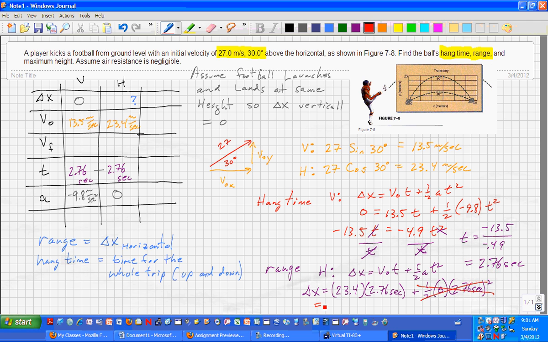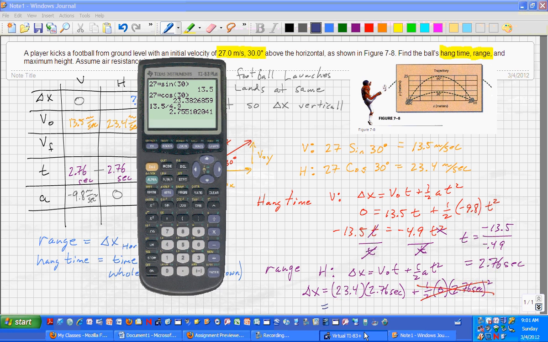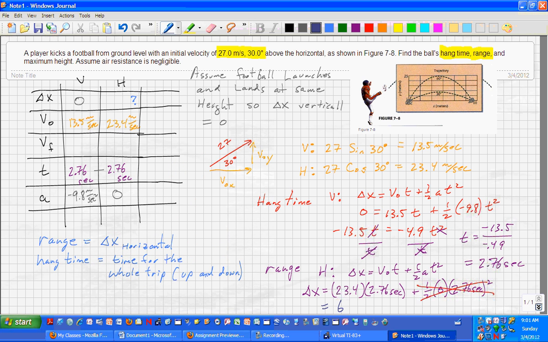So my change in position is going to be 23.4 times 2.76, which is going to wind up being 64.5 meters. So we've got hang time. Let's go ahead and box in some answers here, although I'm going to fill it into the table too. Here's my hang time. Here's my range. And the only thing we have to do next is figure out the maximum height. We'll talk about that in a minute. So let's get rid of this question mark. We now know this. It's 64.5 meters.